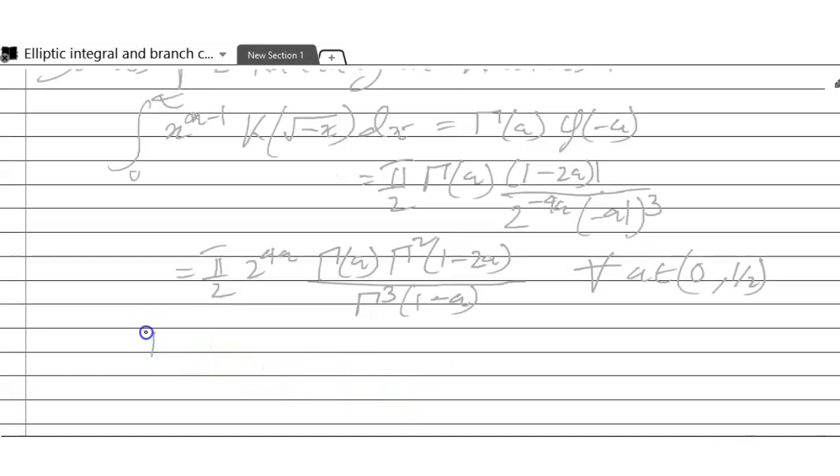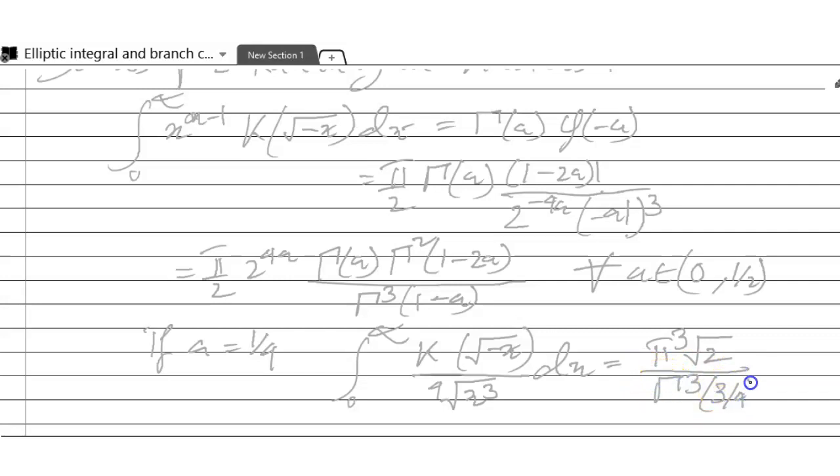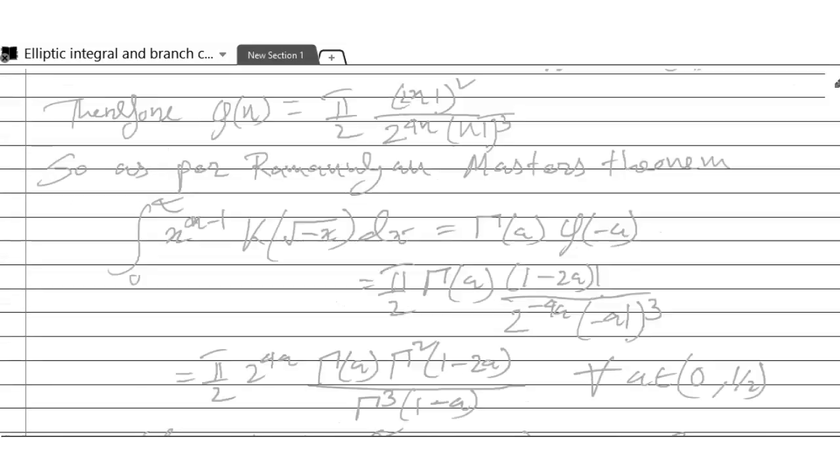If a equals 1 by 4, then integral 0 to infinity K root over minus x divided by 4x cube dx is equal to pi cube root over 2 divided by gamma cube 3 by 4. I hope I can clear this concept. Thanks for watching, friends.